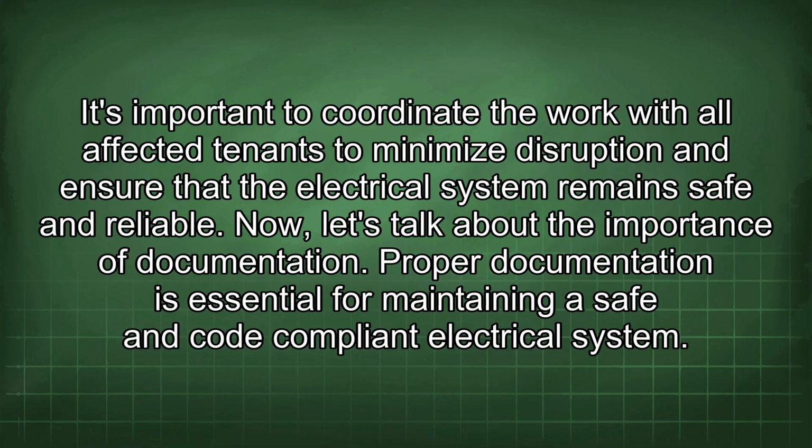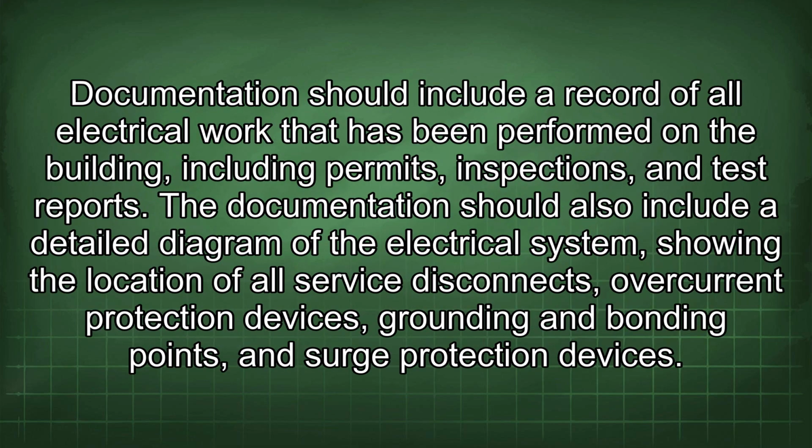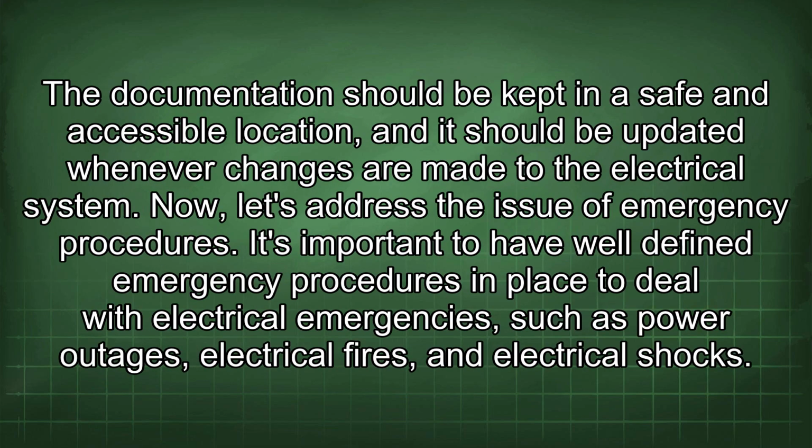Now, let's talk about the importance of documentation. Proper documentation is essential for maintaining a safe and code-compliant electrical system. Documentation should include a record of all electrical work that has been performed in the building, including permits, inspections, and test reports. The documentation should also include a detailed diagram of the electrical system showing the location of all service disconnects, overcurrent protection devices, grounding and bonding points, and surge protection devices. The documentation should be kept in a safe and accessible location, and it should be updated whenever changes are made to the electrical system.